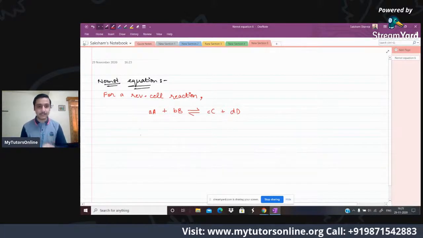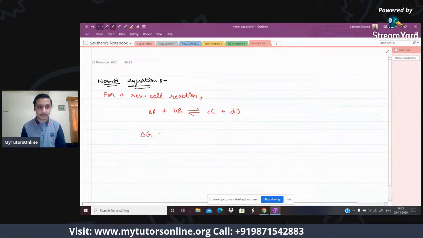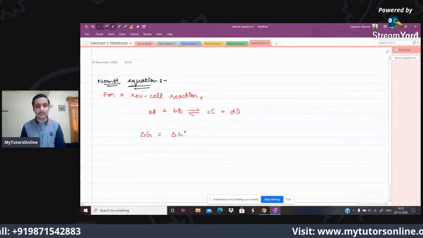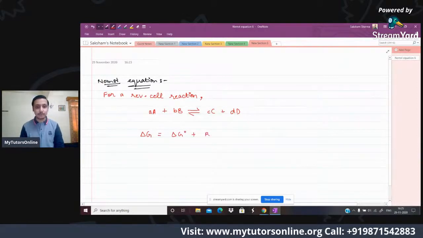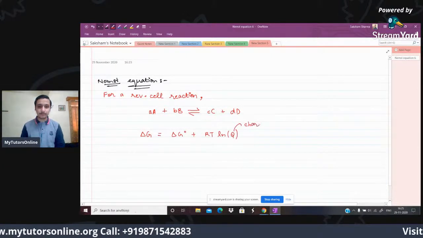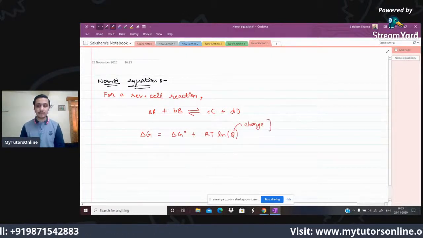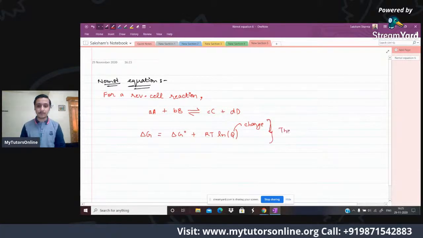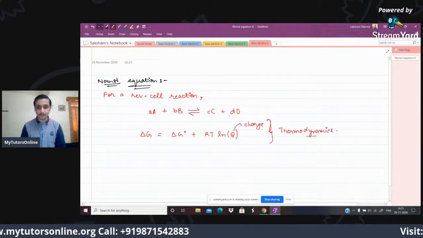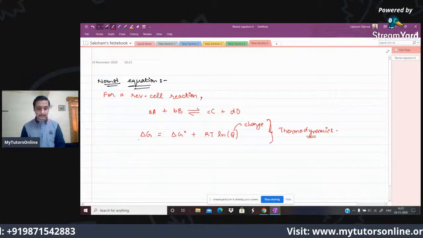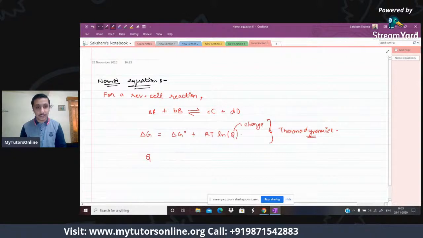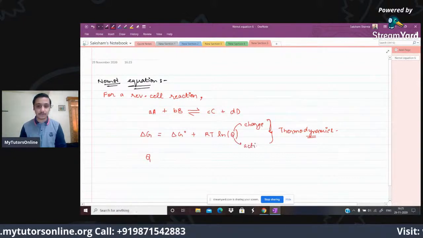Now here we define a thermodynamic aspect, delta G. Your delta G from thermodynamics, as we know, is defined as delta G naught plus RT ln Q. Here your Q is your charge. Okay, so this equation we have from thermodynamics. Now what happens? See, your Q here represents charge. This Q also represents your activity quotient.